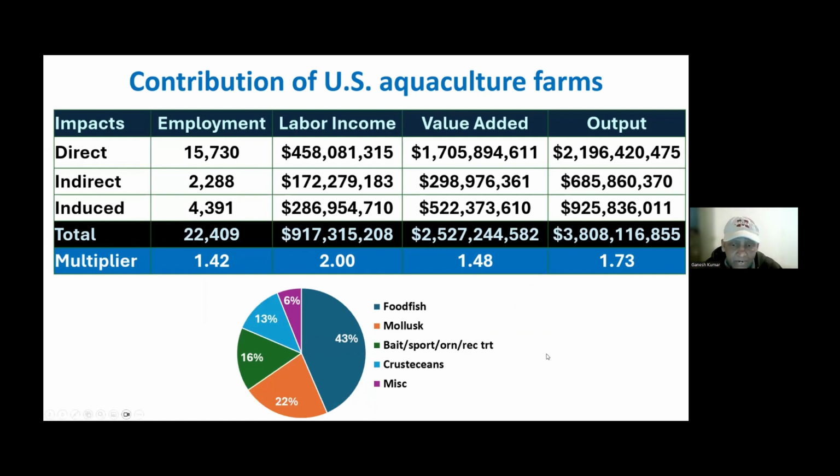So if you break up the sector in general, about 43% of the contribution is coming from the food fish sector. We all know there are some major players like catfish, trout, redfish, and tilapia in there, contributing about 43%. 22% is contributed by the mollusk sector. 16% is because of the bait fish, sport fish, ornamental and recreational species put together. Crustaceans are not small, at about 13%. There are not many major players other than the Louisiana crayfish industry in there. It's contributing about 13% of this $3.8 billion, and other miscellaneous species are contributing about 6%.